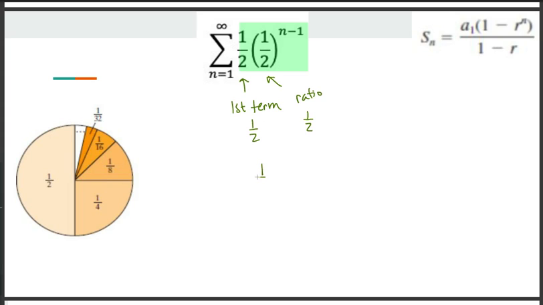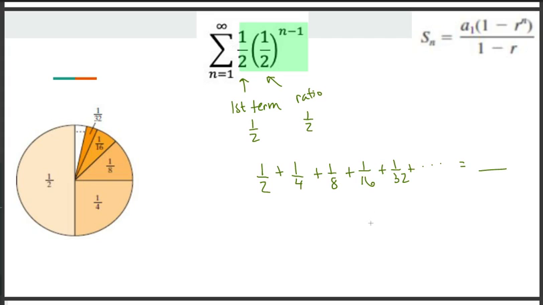My first term would be 1/2, and I would multiply by 1/2 to come up with the next term of 1/4, and then 1/8, 1/16, and continuing on infinitely. Now imagine I take all of the terms of that infinite geometric sequence and I add them together. I can add them together and actually come up with a number.